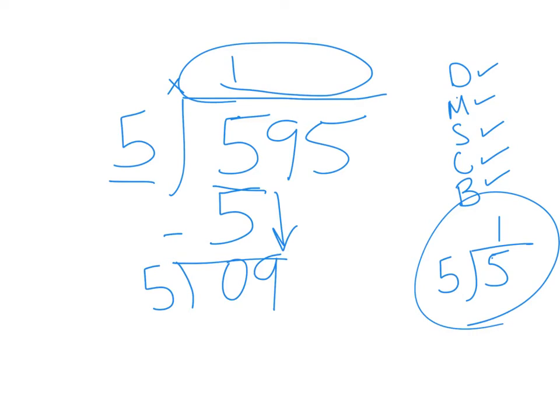I'd have to think about my 5s again. Well, 5 times 1 is 5. 5 times 2 is 10. So in my mind, I'm thinking, well, I want to get close, but I don't want to go over. So I can't go in twice. 5 times 2 would give me 10. That's 1 too many. So I have to think about only going in once. 5 times 1 again is 5.